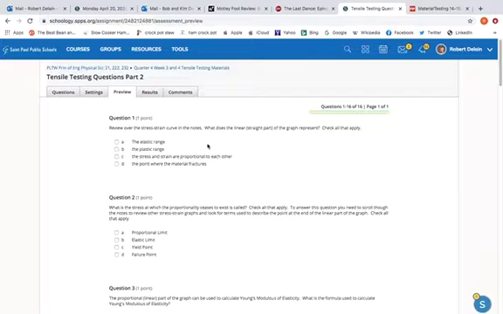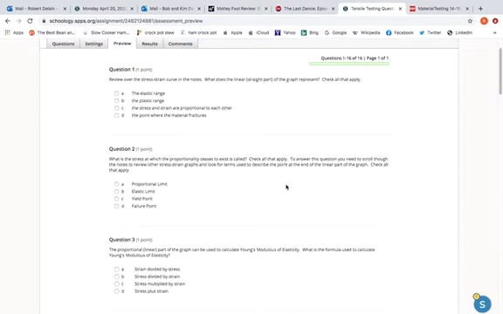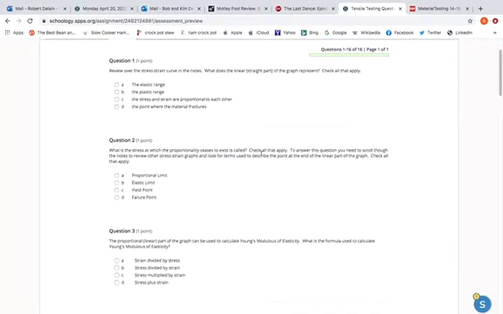These are going to be the answers to the questions for the tensile testing notes questions part 2, which is Tuesday, April 21st. So the first question is review over the stress strain curve in the notes, and what does the linear or the straight part of the graph represent? Check all that apply for this one.